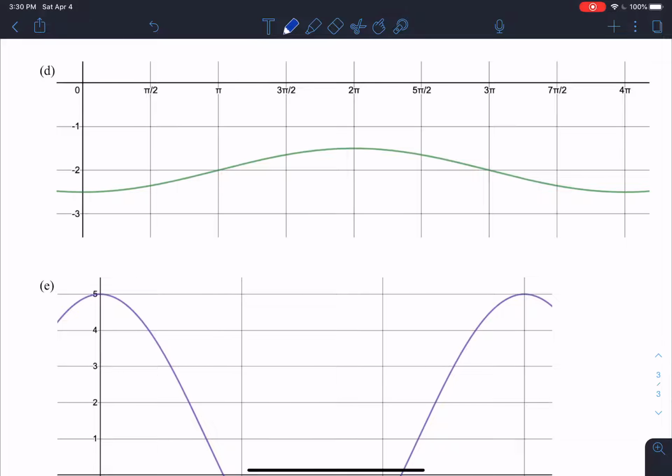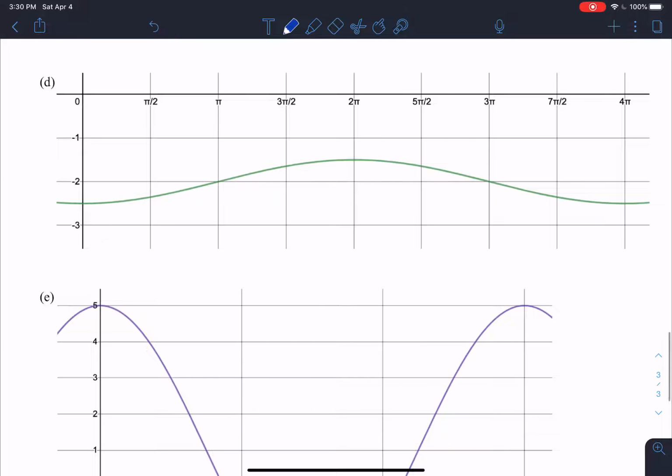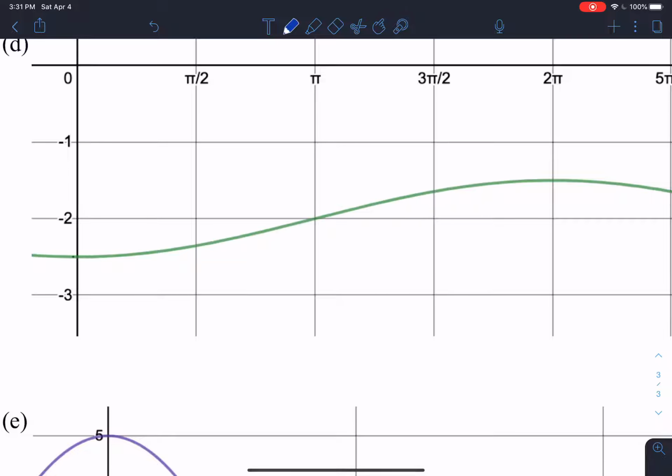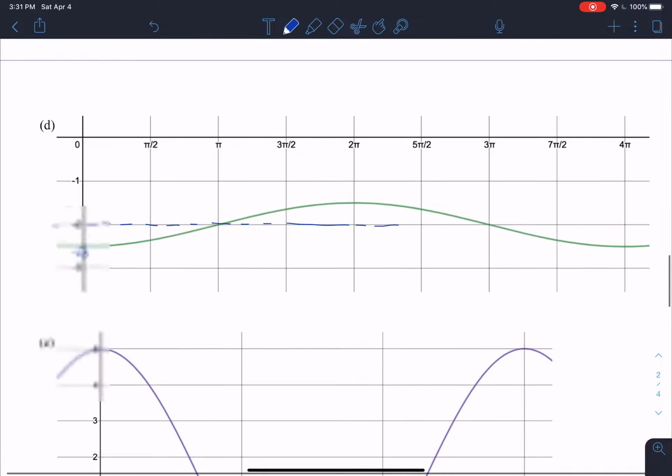Okay, so two more. So you got letter D. This looks to be about the lowest point. That's negative 2.5. And then the highest point looks to be about negative 1.5. So the middle of that is going to be negative 2. All right, so that's my value for D. So D would be negative 2.